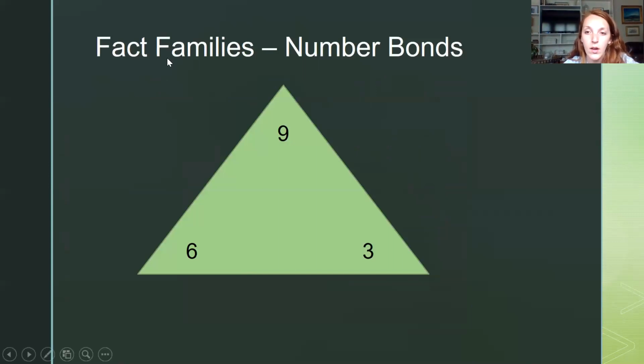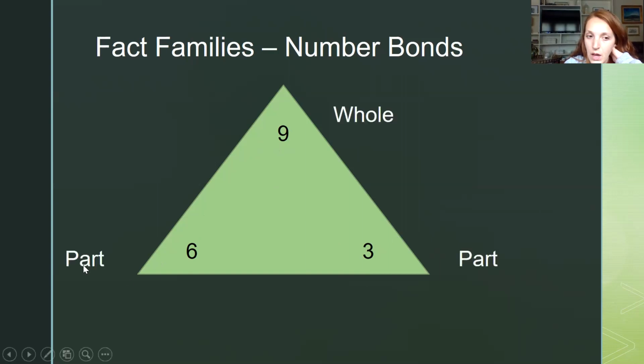Fact families can also be called, or really connect to, number bonds, if you know what a number bond is. So let's look at this number bond. There's a triangle with 3 numbers in it. Do you see these numbers? This number is 9, right? What's this number? 3. What's this number? 6. Very cool. So my 9 is at the top of my triangle. Do you notice that the 9 is at the top? And then the 6 and the 3 are at the bottom of my triangle. And all of these numbers connect in some way, and we are going to see how they connect.